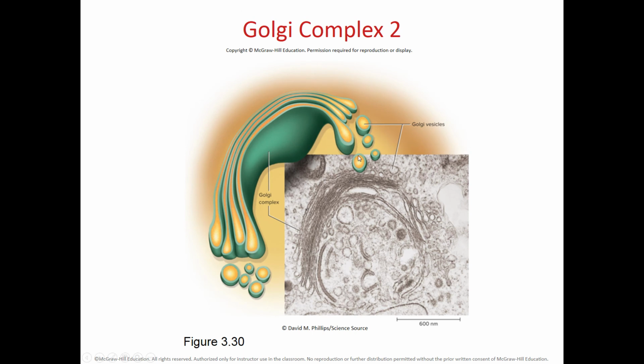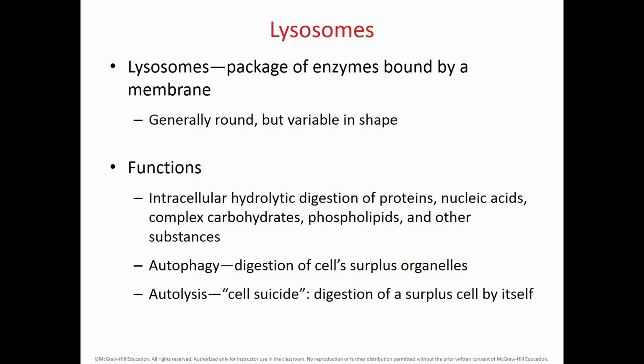So this is how the Golgi complex looks like. It's a series of cisternae or stack of channels, and then these channels will release these vesicles, Golgi vesicles, that can have enzymes, they can have proteins. And these lysosomes, which are pouches filled with enzymes, are generated within this Golgi apparatus or Golgi complex. And these lysosomes have a shape that is generally round, but they can be variable.